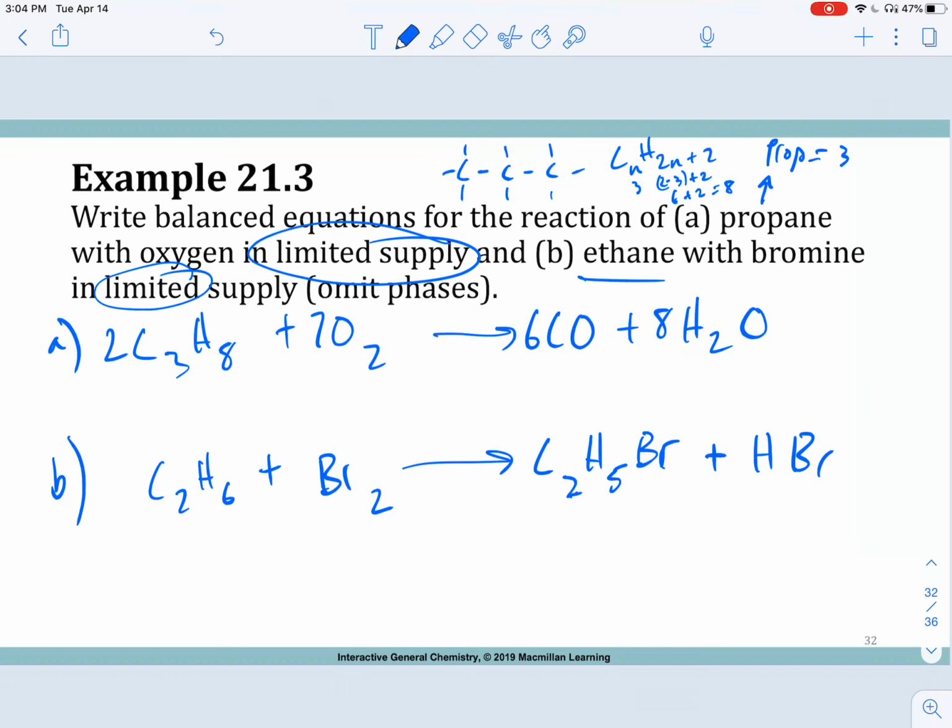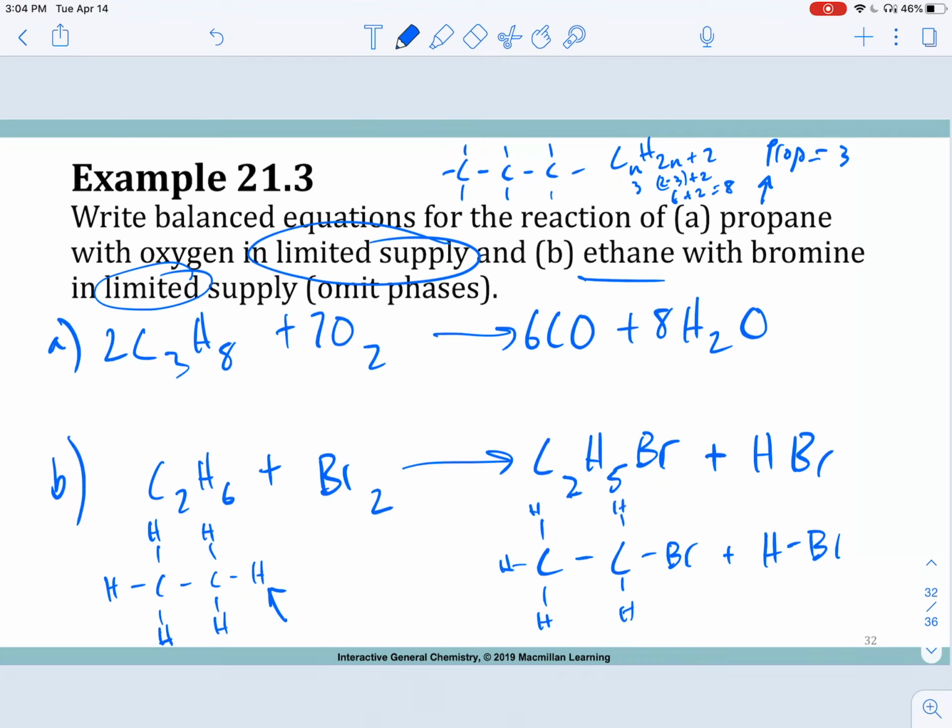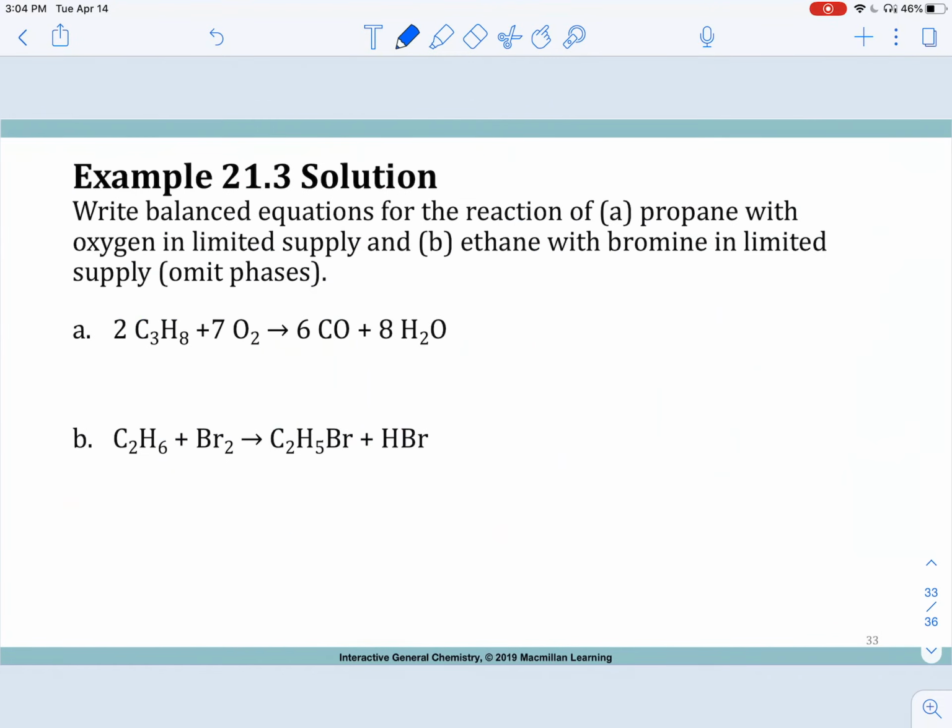Again, if I want to draw that out, it would look like this. We have our ethane over here. And now we've replaced, I mean, it's arbitrary which one I replace, but let's say I just replace this one here. And that one goes over here. And there's our substitution reaction. Okay, that is section 21.1.